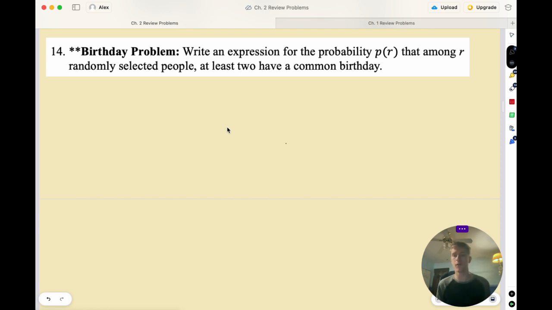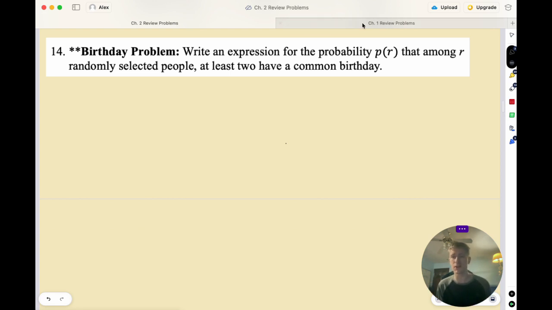All right, so here's problem 14, very famously called the birthday paradox. But I hate when people call things a paradox when really it's just a really hard to believe result. So I call it the birthday problem. And it says to write an expression for the probability, which depends on R, that among R randomly selected people, at least 2 have a common birthday.